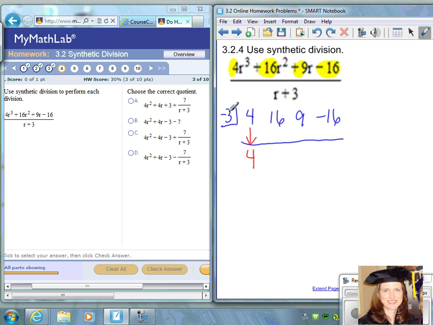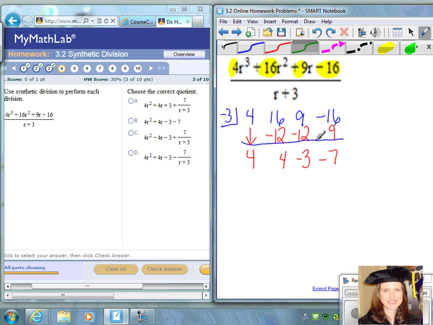Anything below the line, you're going to multiply by the number in the box. So 4 times negative 3 is negative 12. Add the numbers above the line: 16 and negative 12 is 4. 4 times negative 3 is negative 12. 9 and negative 12 is negative 3. Negative 3 times negative 3 is a positive 9. Negative 16 plus 9 is a negative 7. Remember that last number is always your remainder.